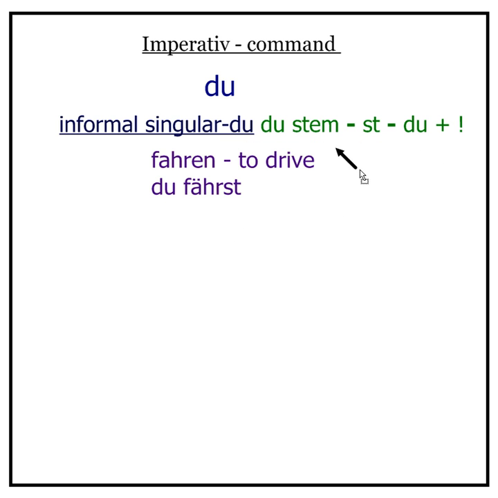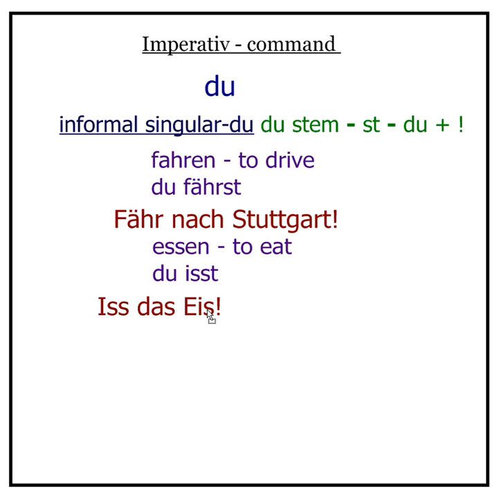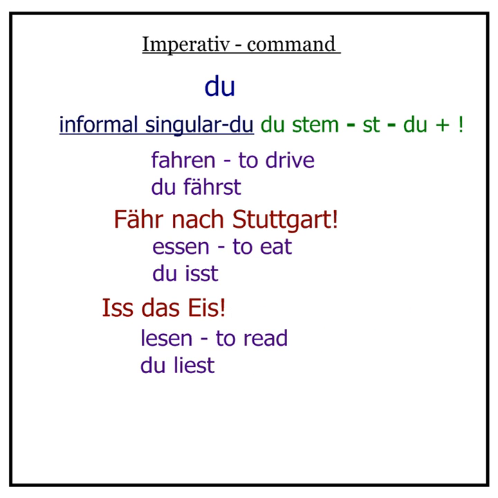Here's an example. Conjugation of fahren, to du, is du fährst. We apply our formula, subtract the st, and we're left with fahr nach Stuttgart. Just the du stem, no st, and you don't say du. Conjugation of essen, to du, du isst. Isst das Eis. Eat the ice cream. Conjugation of lesen, du liest. Liest das Buch.